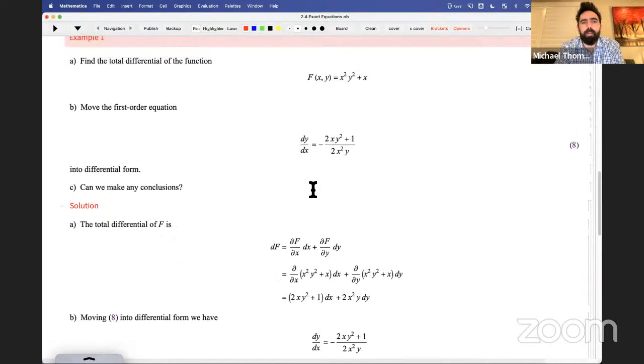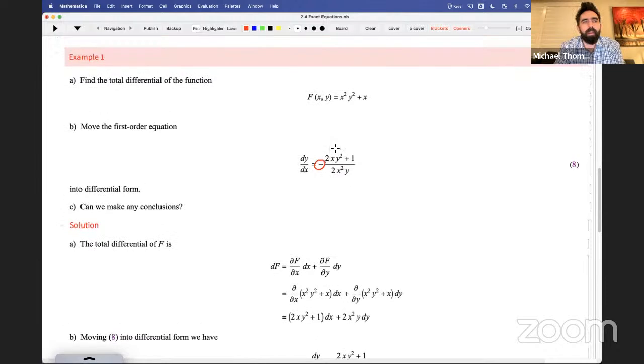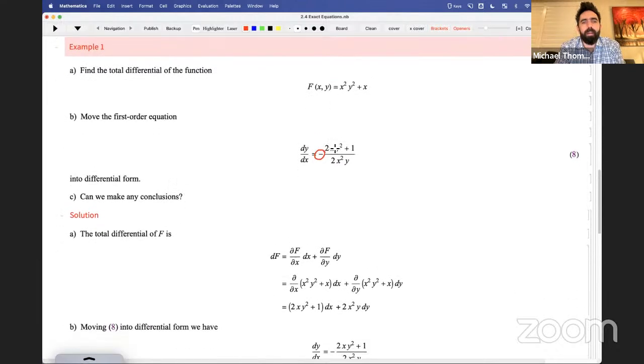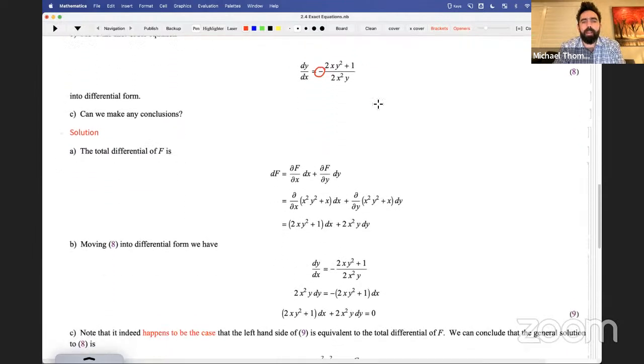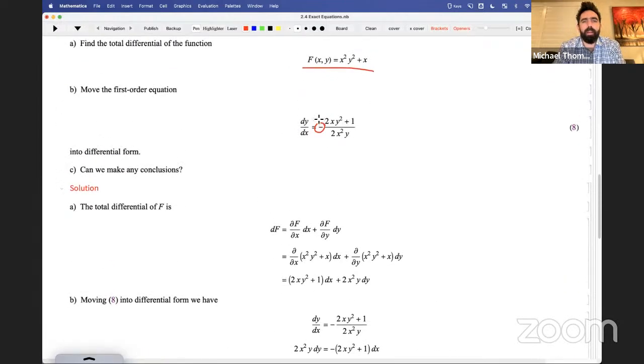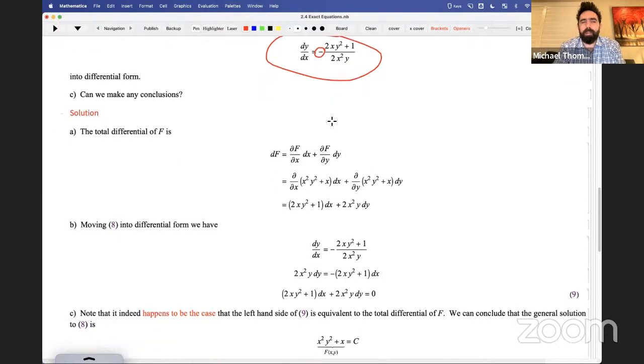Oh, did I mess up? Oh, no, here it is. It's given in the problem statement. I see. Okay. I thought we started with the f of xy. Got it. Okay, thank you. Oh, yeah. There's two different problems here. For part A, you're finding the total differential of that function. And then for part B, which is kind of unrelated, you're just finding the differential form of an unrelated equation, which happens to be related, you find out, right?